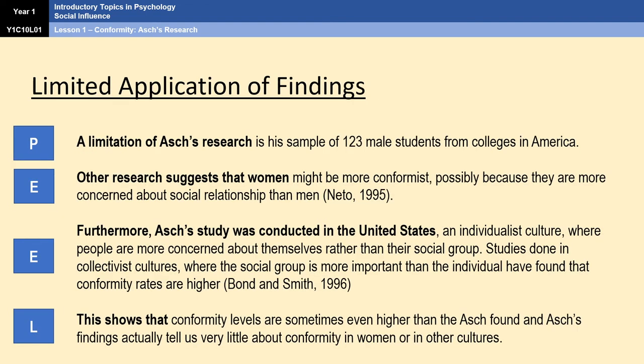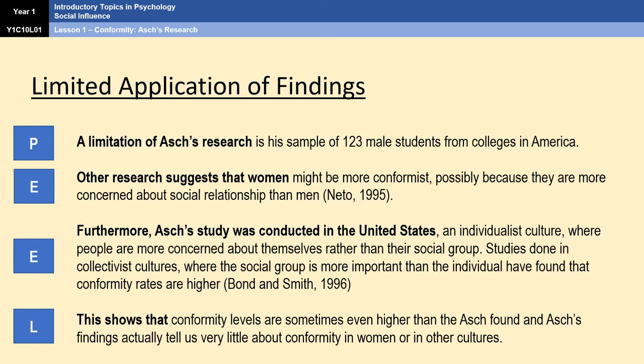So moving on, another limitation of Asch's research is that his sample was just rubbish. He had 123 male American undergraduates, which is a hugely narrow pool of participants that doesn't include women and doesn't include people from other cultures. Now that's a problem because later research has suggested that women are more conformist than men, that was Nito in 1995, and later research has also suggested that people in collectivist cultures, where the well-being of the social group is more important than the well-being of the individual, also have higher conformity rates than individualist cultures, like the US, and that was Bond and Smith in 1996.